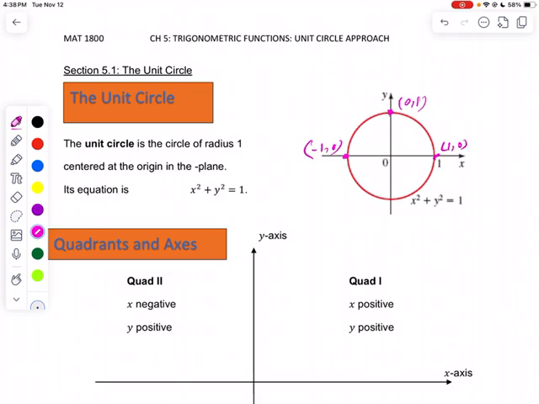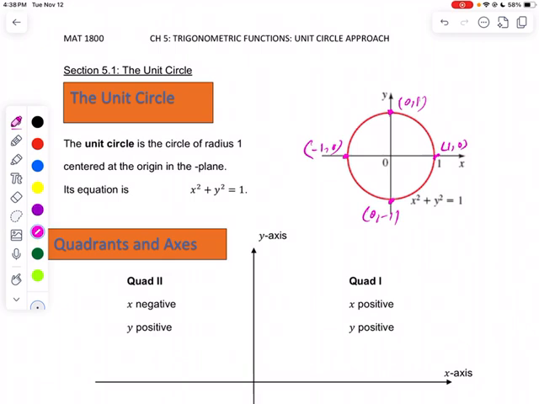I hope everyone knows this. What are the coordinates of these points? So what about this one? Here the y coordinate is negative 1 and the x coordinate is 0. So we have 0, negative 1. You must know the coordinates of these points.